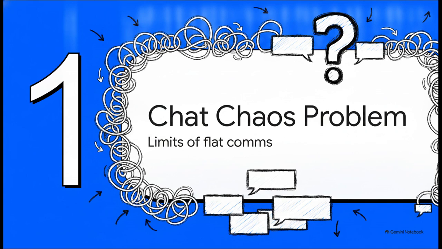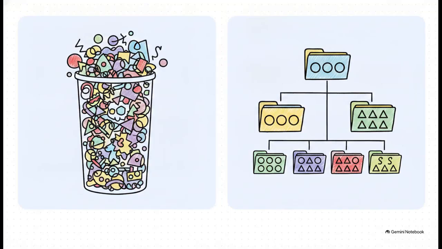Starting with Section 1, the chat chaos problem, and the limits of flat communication. Okay, so traditional tools use a flat channel structure. Think of it like a single giant bucket, where multiple topics just blend into a confusing, fast-flowing stream. In tools like Slack, Rocket Chat, or Mattermost, conversations are organized purely by that broader channel. The problem is, within a busy channel, everything just meshes together into a wall of text. Zulip fundamentally changes this baseline by creating a highly structured two-level hierarchy.